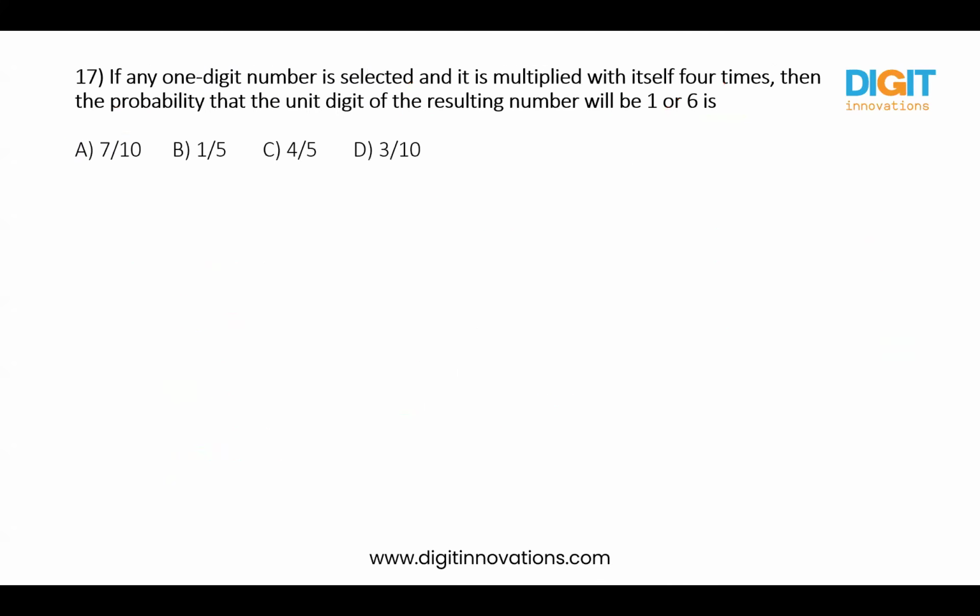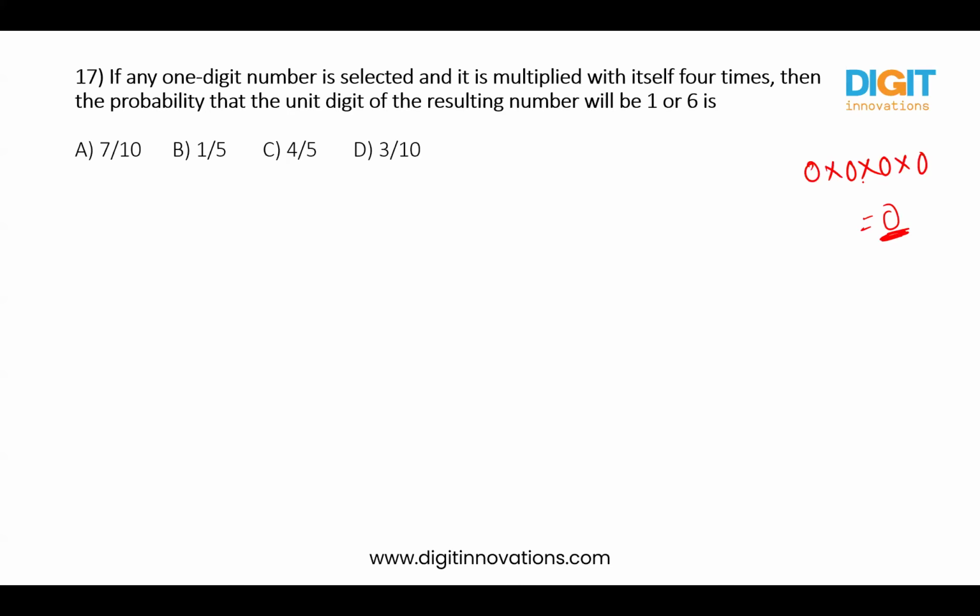Next one. If any one digit number is selected and it is multiplied with itself 4 times, then the probability that the unit digit of the resulting number will be 1 or 6. So there is a single digit number and it is multiplied by itself. For example, single digit numbers are 0 to 9. Okay. For example, let us take 0. When I multiply it by itself 4 times, the unit digit, that means the last digit, should be 1 or 6.